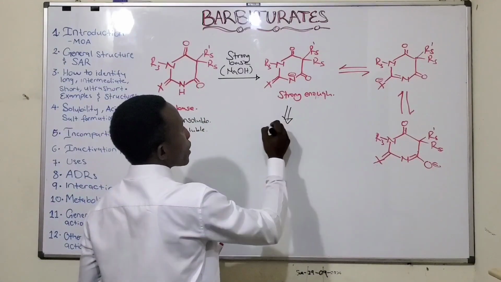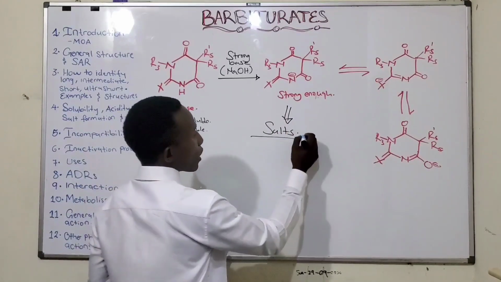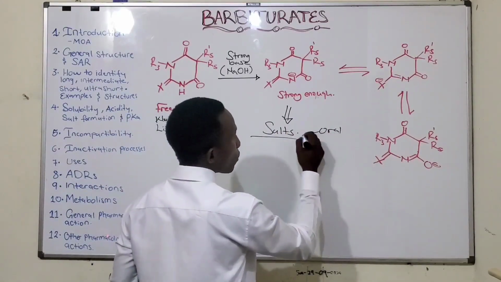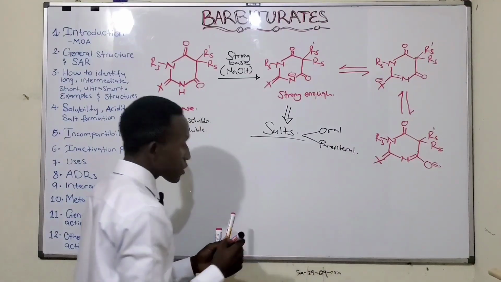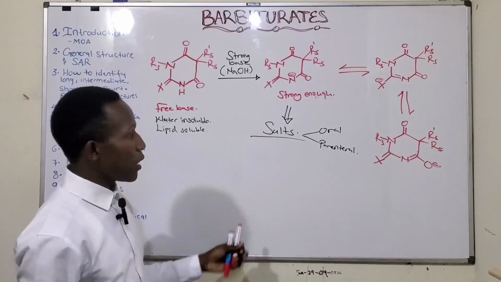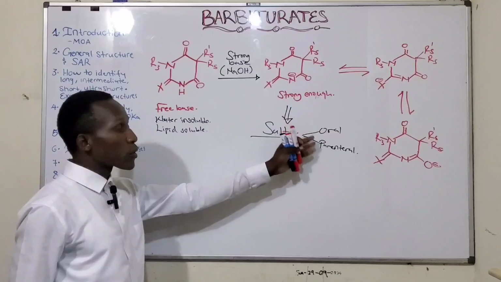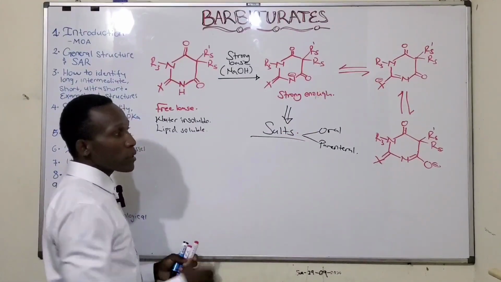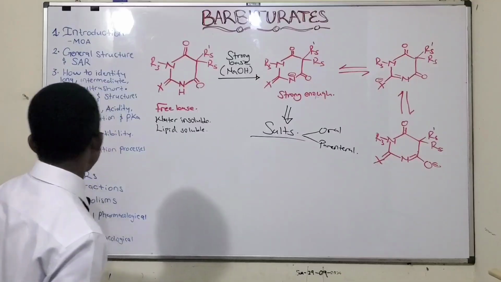So the drugs are made as salts of strong bases, either oral or parenteral. They are made as salts to be soluble enough such that they can dissolve and penetrate the membranes. They retain the lipophilicity for crossing the membrane, but solubility is increased. The water solubility is increased.